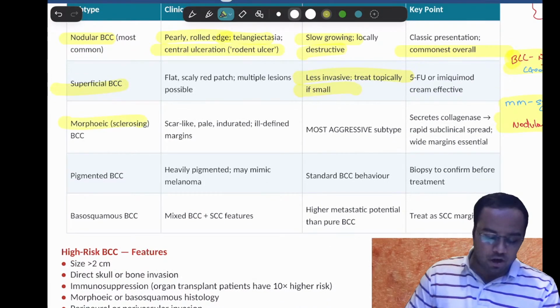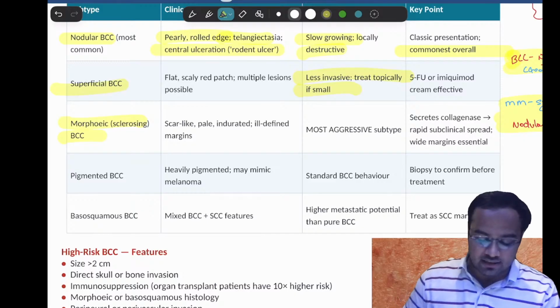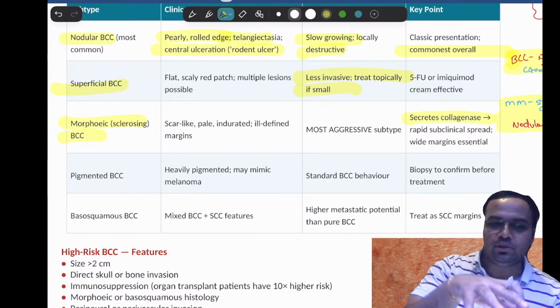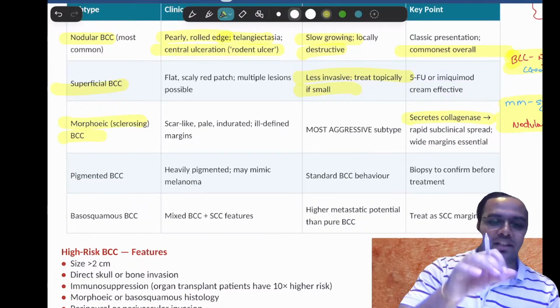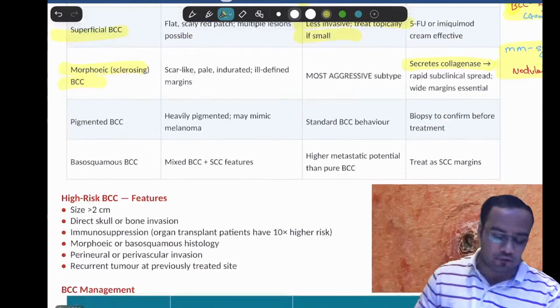So again, it is the morphoeic or the sclerosing type. Whenever it is associated with an enzyme called collagenase, it is going to cause destruction of the local tissue and it is going to spread rapidly. So whenever there is a sclerosing variant, which is also called the morphoeic variant, it is going to have a worse prognosis.